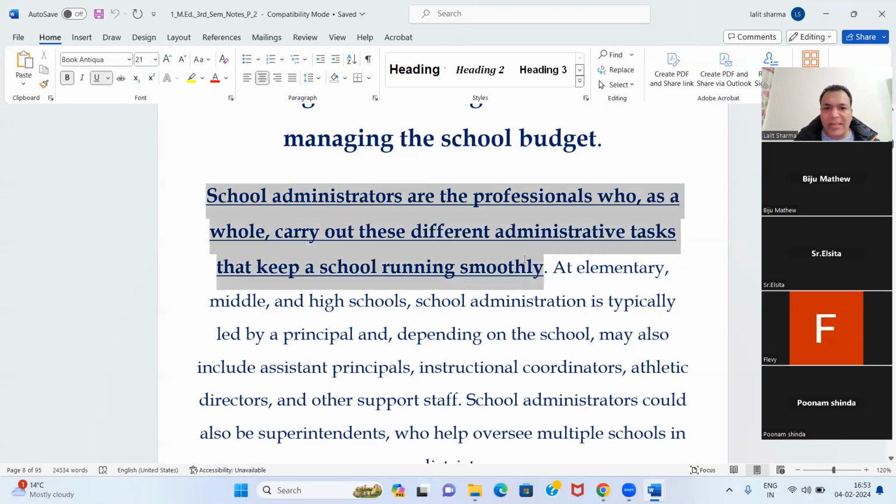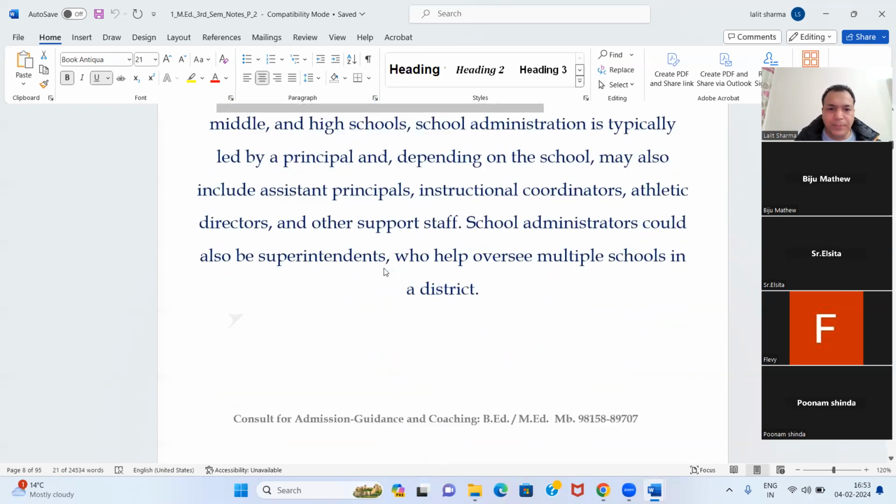Moreover, school administrators are the professionals who as a whole carry out these different administrative tasks that keep a school running smoothly. Only then can your school run smoothly, guys, if you know the calculations. If you are not good at calculations, you have to improve in it to become an administrator, because there are a lot of responsibilities as part of being an administrator.